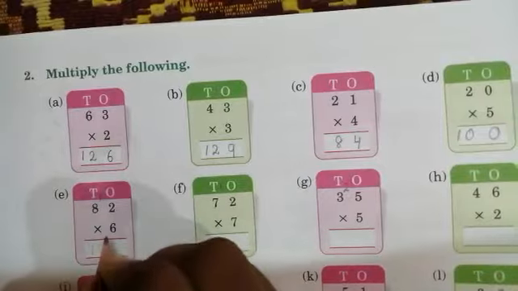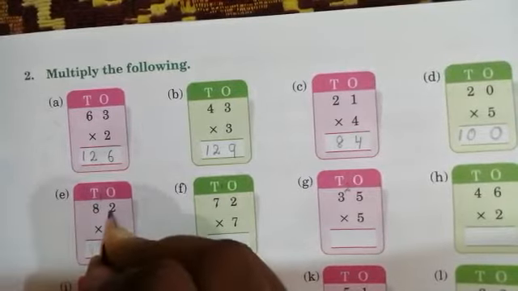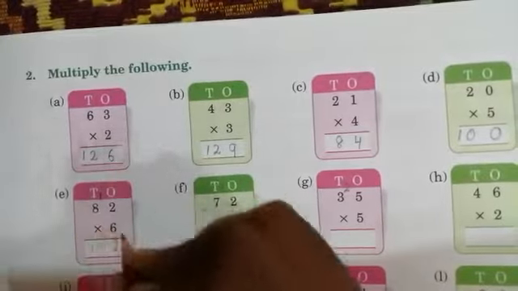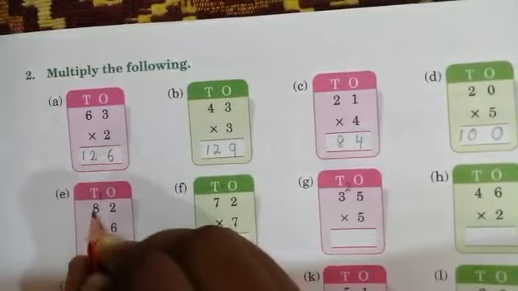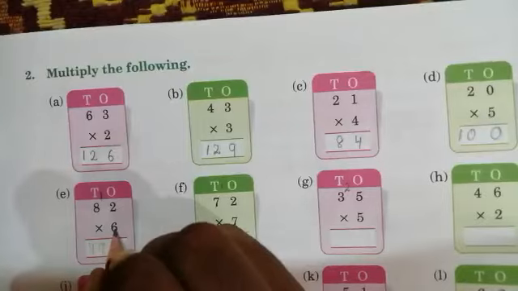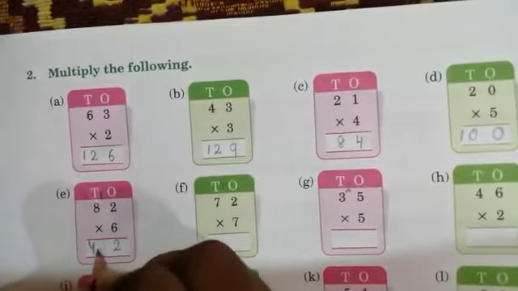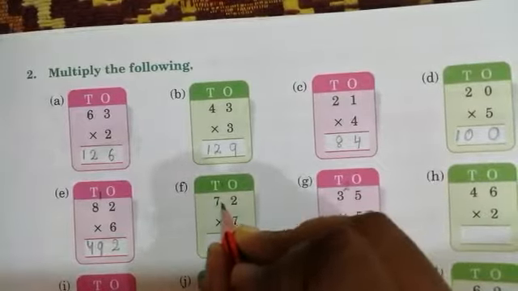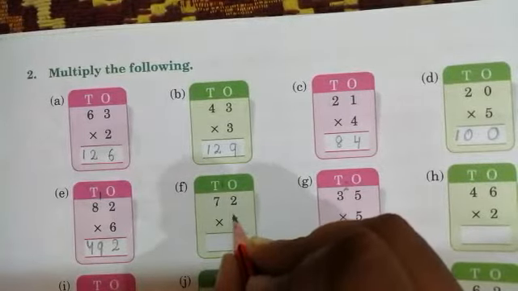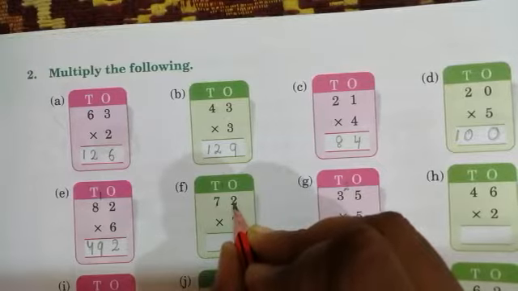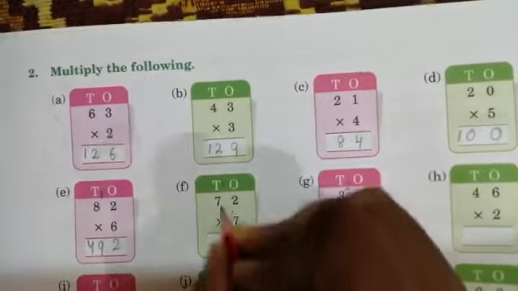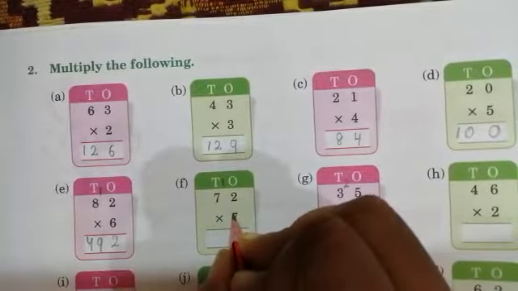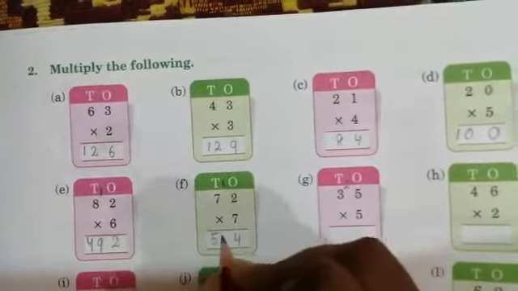So come to the ones place, 82 into 6. 2 into 6 is 12. 2, carried 1. In the tens place it is 8 into 6 is 48 plus 1 is 49. So question number F, 72 into 7. 2 into 7 is 14. 4, carried 1. So in the tens place 7 into 7 is 49 plus 1 is 50.